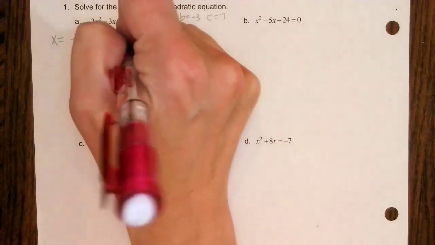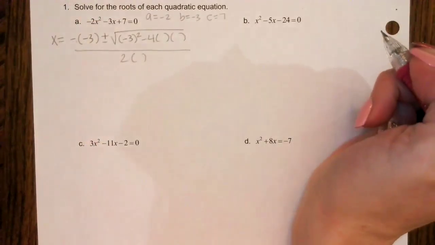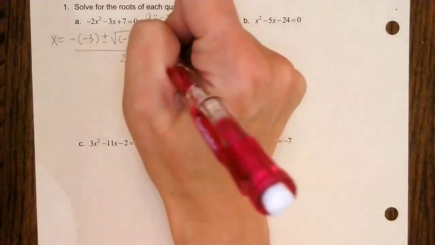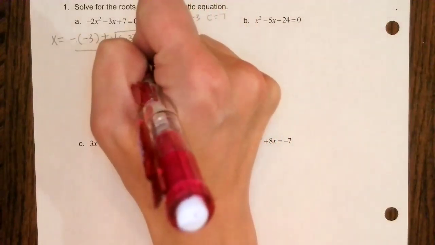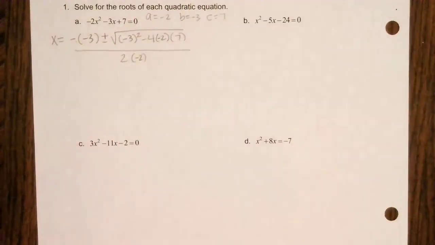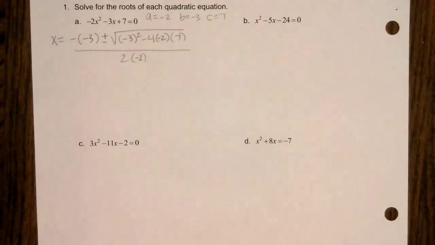So negative 3 right there, right there. My a value is negative 2, so it's going to go here, and then my c value is 7, and so there it is. Now, a lot of people will try and do this all in one step. It causes a lot of issues in order of operations stuff, so just don't do it. Go step by step so that you're not making silly mistakes after doing it correctly.